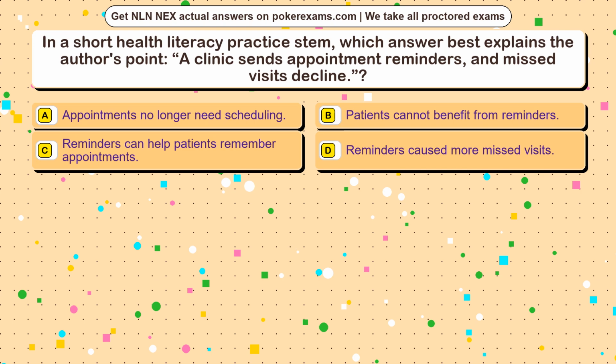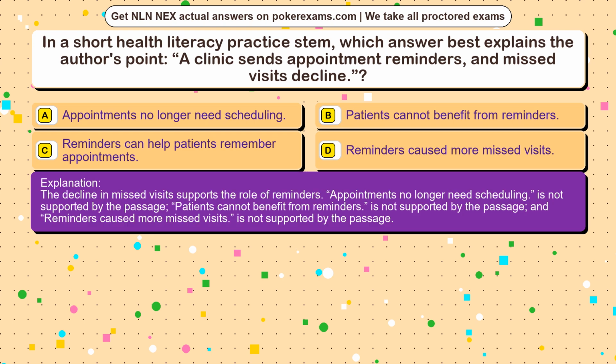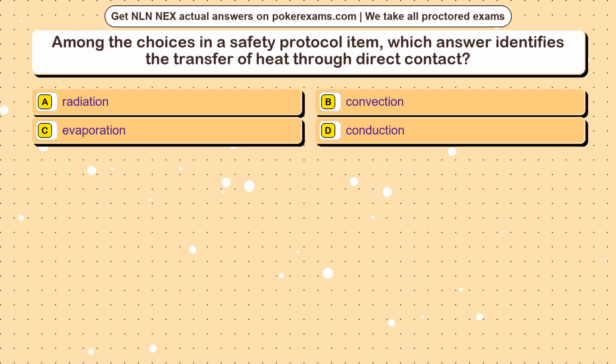The correct answer is option. The decline in missed visits supports the role of reminders. Appointments no longer need scheduling, is not supported by the passage. Patients cannot benefit from reminders, is not supported by the passage, and reminders caused more missed visits, is not supported by the passage. Question 15. Among the choices in a safety protocol item, which answer identifies the transfer of heat through direct contact?